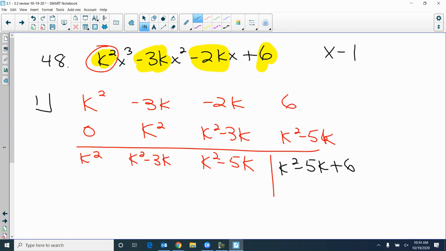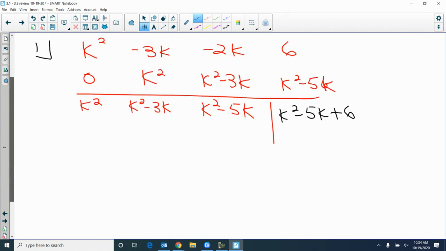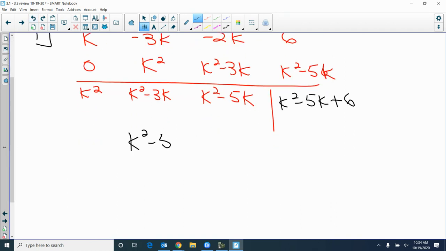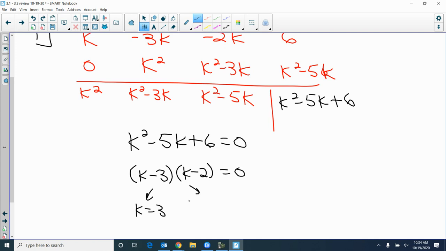plus 6. We said if it's a factor, then that remainder has to equal what? 0. So just set it equal to 0. k squared minus 5k plus 6 equals 0. Now in this case, you got a quadratic. The only thing we do is factor the quadratic. This factors k minus 3 times k minus 2 equals 0. k equals 3, k equals 2. That's how we get those two values. Okay.